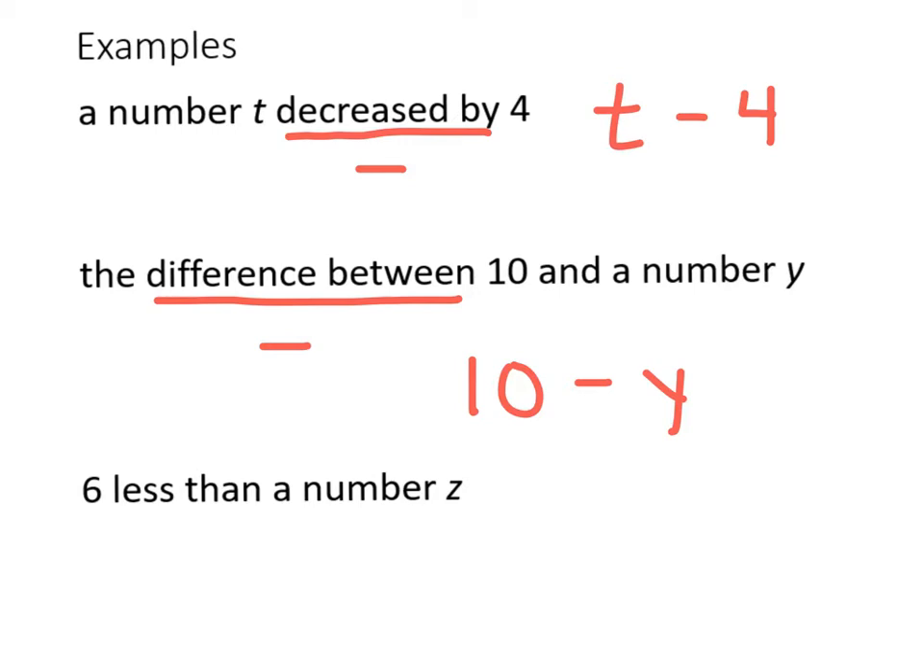The last one is 6 less than a number z, and this is one of the tricky ones because we see the term less and we know that that indicates subtraction. However, this word than means that it's a flip around word. So our expression is going to be, instead of being 6 minus z, we're going to turn the order of z and 6, so it becomes z minus 6. Know that whenever you see that than, you're just flipping the order of the terms.